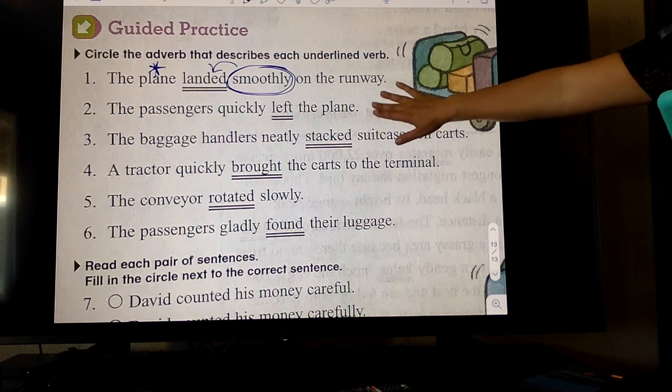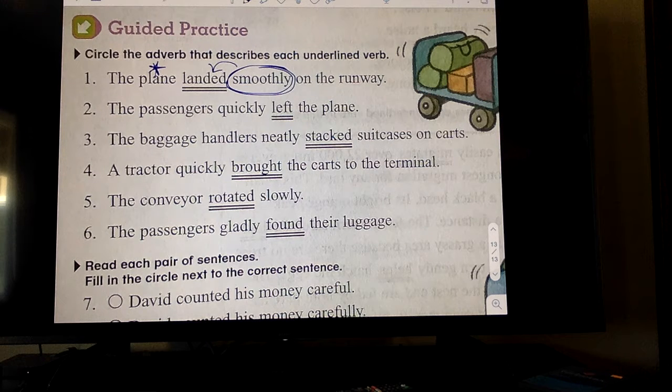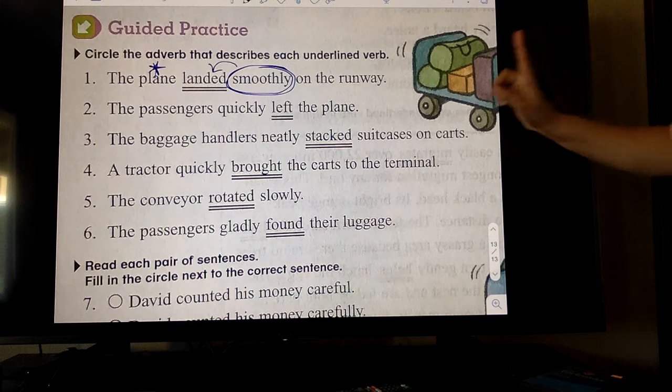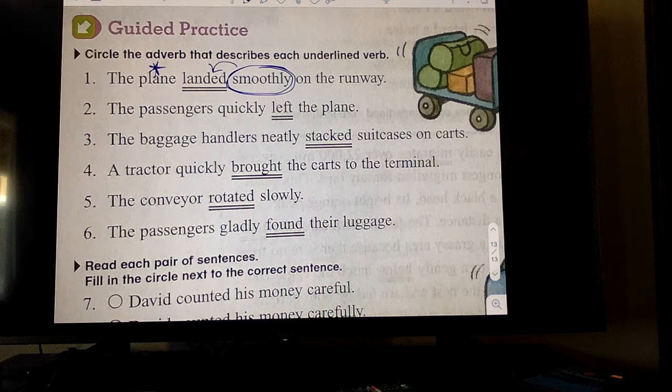Okay, let's go to number 2. The passengers quickly left the plane. Left is my verb. Now, how did the passengers leave the plane? Quickly, very good. So everyone circle quickly. And that's how they left the plane. They quickly left the plane.